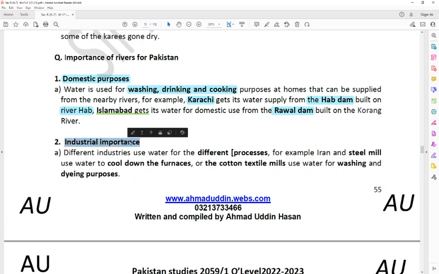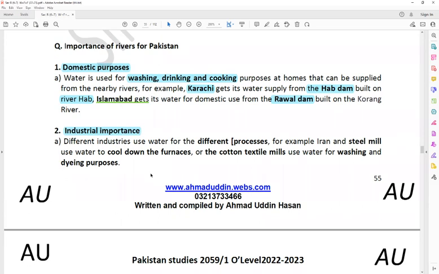Water is also used for industrial purposes. Different industries use water for different purposes. Like steel mills use water for cooling down the furnaces. Cotton textile mills use water for washing and drying purposes.